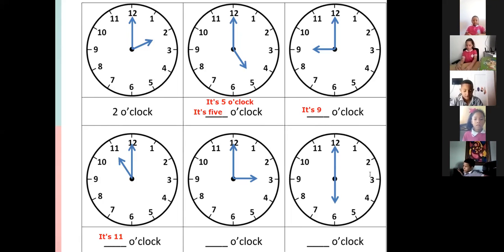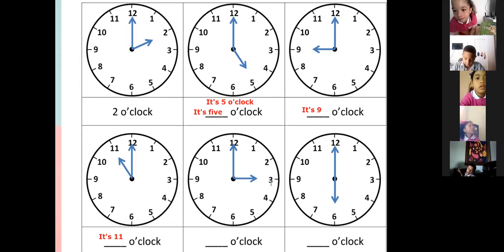Okay, next. Emily. Tell me, what time is it? It's 1 o'clock. No, look at here. Look this number. It's 3 o'clock. Yes, thank you. It's 3 o'clock. Very good. We need to recognize where the short hand is. The long hand always stays on the 12. La mano larga siempre va a estar en el 12 y la mano corta va a estar en los números que es la hora. Okay, remember that.